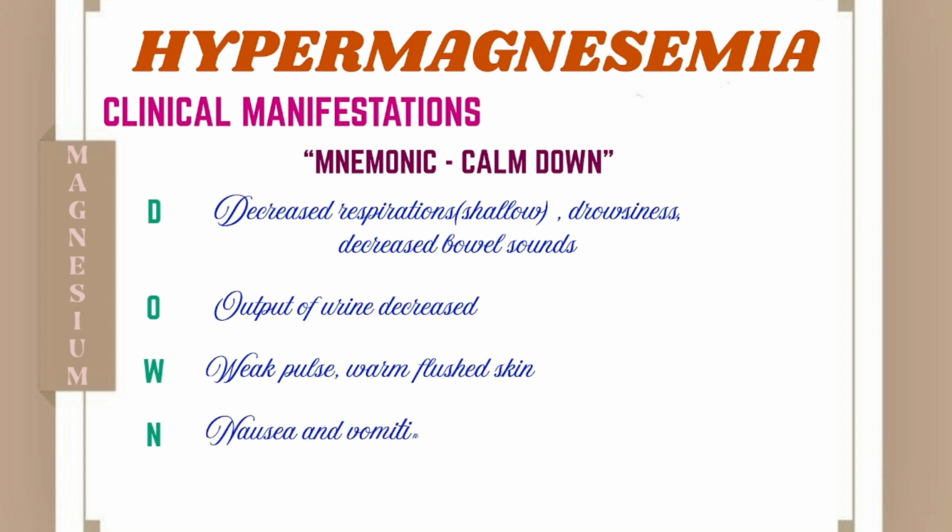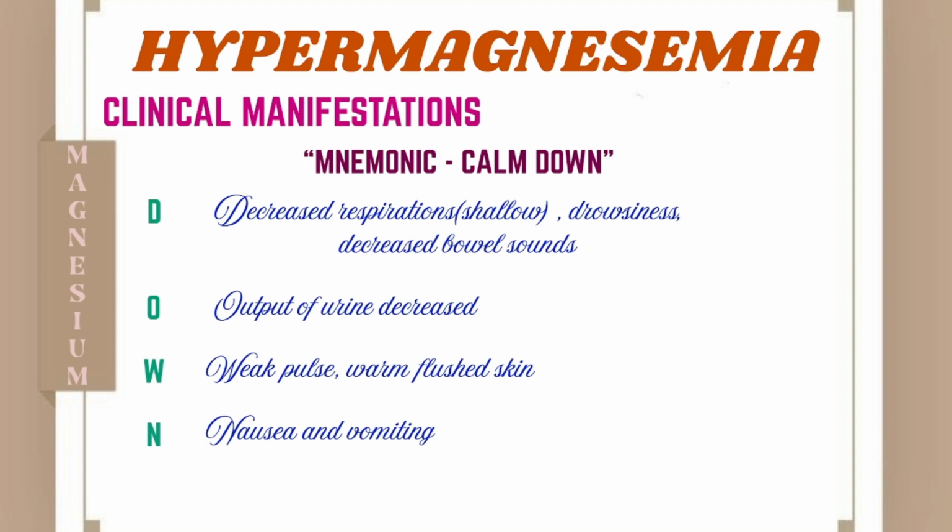N stands for nausea and vomiting. Due to high magnesium in the body, the GI system will also slow down and the smooth muscles of the GI tract will relax, due to which nausea, vomiting, and sometimes constipation may also develop. So these are the clinical manifestations of magnesium, and we know that magnesium acts as a sedative. So we can remember the mnemonic CALM DOWN, meaning if there is high magnesium in the body, more sedative effects will occur in the body.